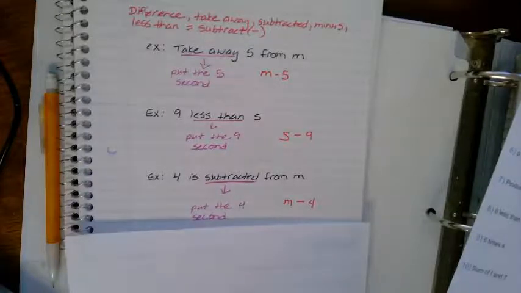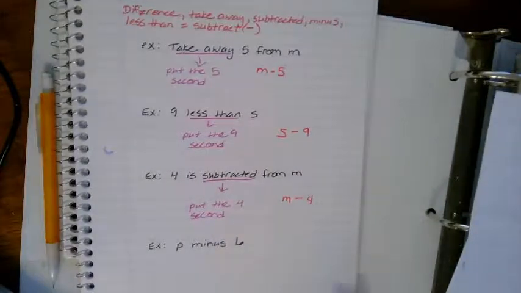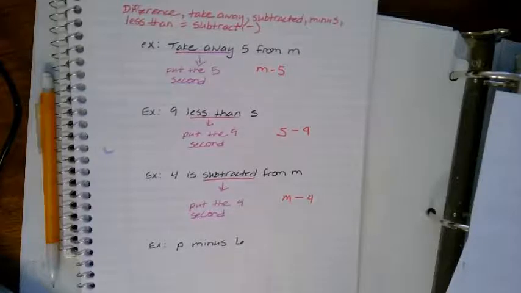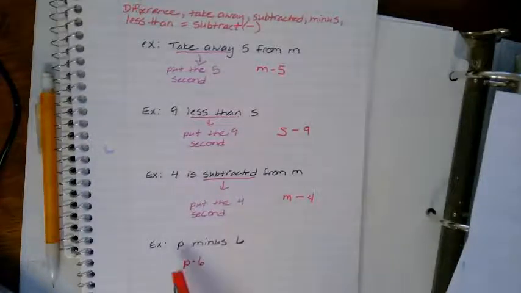Leave that one up, but I'm looking at the last one here. So let's look at this one. P minus 6. That one's probably a little easier. So what would P minus 6 be? I like Keisha's answer. Anybody else? P minus 6. That one's easy, right? We're not taking it away. We're not subtracting from. So we wouldn't put the number in front.